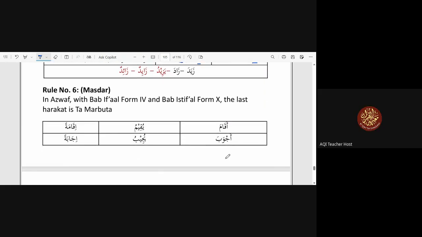Okay, so the last rule of Ajwaf is for Masdar. Okay, so total 6 rules, and this is the last one, and this is for Masdar. In Ajwaf with Bab If'al form, and this is for form 4 and form 10. Okay, the last harakat is ta marbuta. So form 4, we know this af'ala, and its Masdar is if'alun. Okay, if'alun.